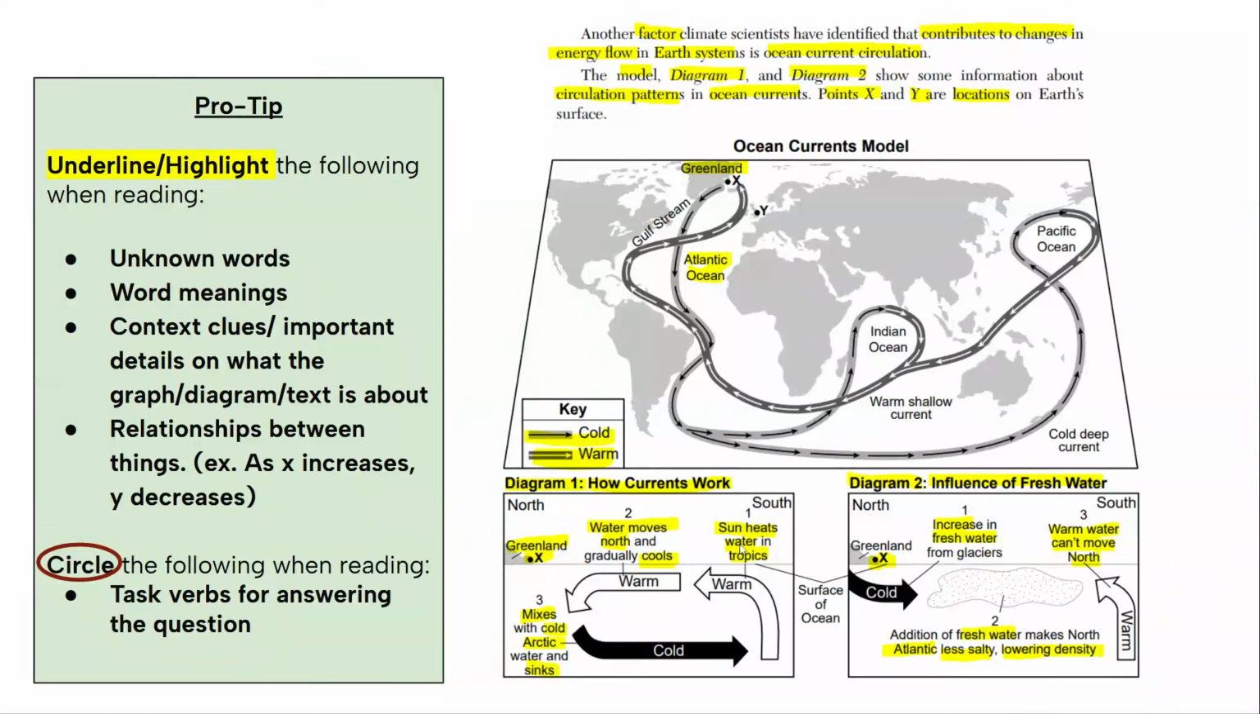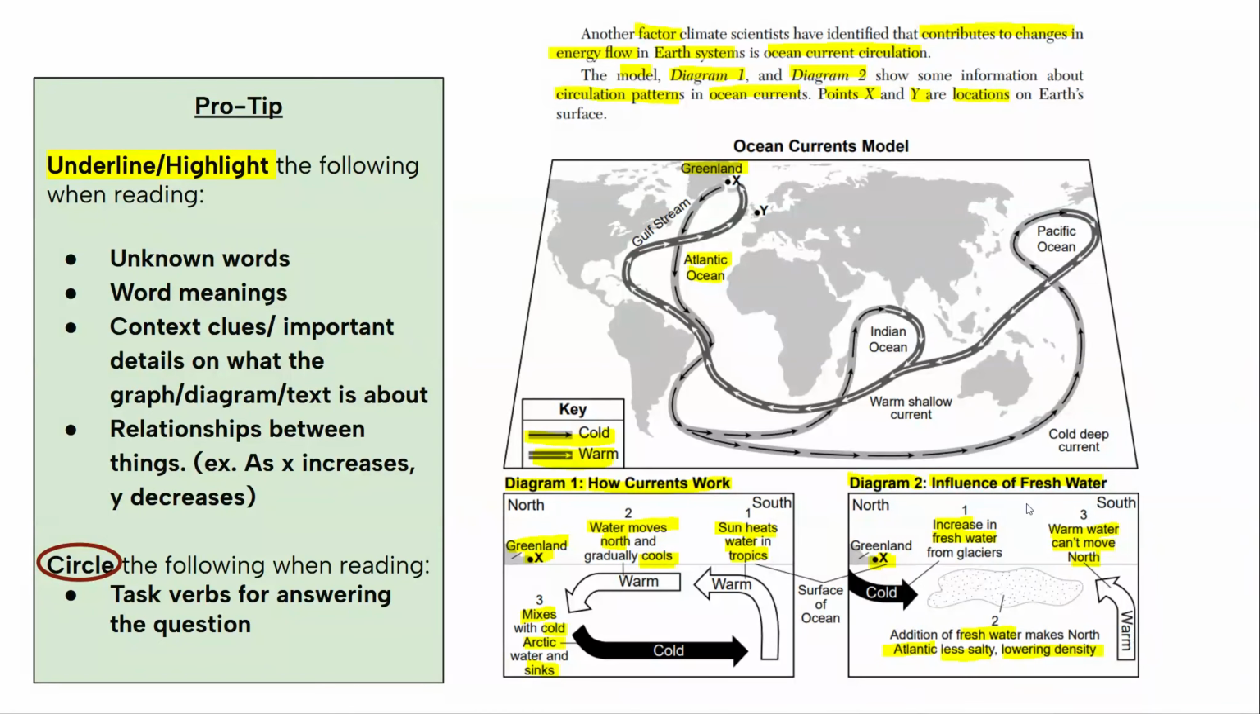So number 1, sun heats water in tropics. Tropics is a location, so I'm highlighting that. And the sun seems to be heating up water near the tropics, which is around here. 2, water moves north and gradually cools. So it seems that from the tropics, the water is moving north and starts cooling, and it's going towards X, which is Greenland right here. And 3, mixes with cold Arctic water and sinks. So the Arctic is over here, and it seems to be cooling around here and then sinking.